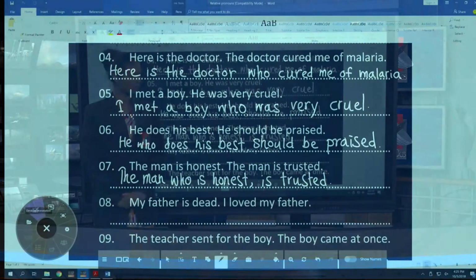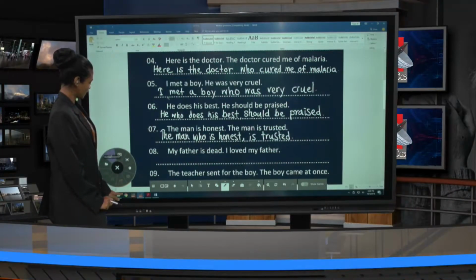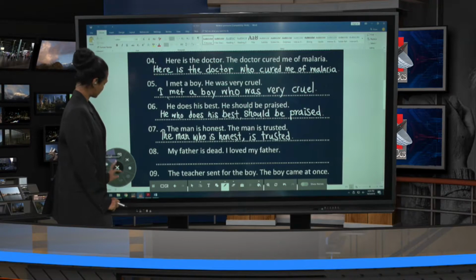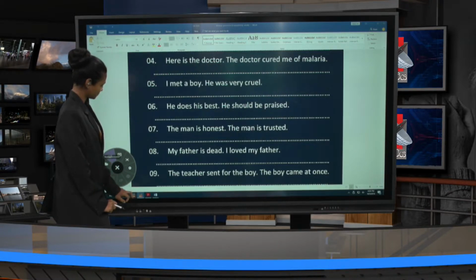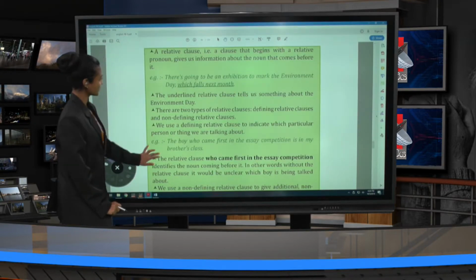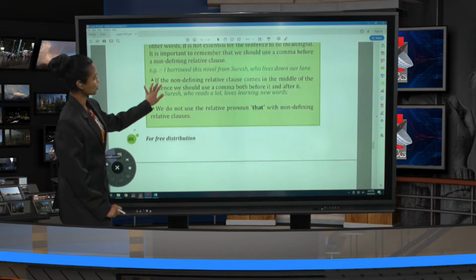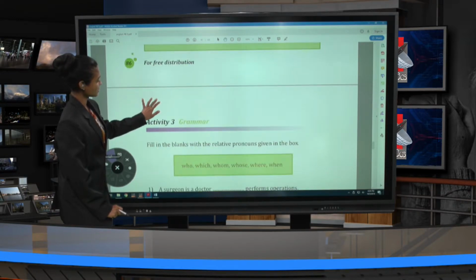I loved my father. Here, we must go back to the lesson for a while. I will stop from here and we will move to the pupil's book. Here, there is a small thing for me to teach you. What is it?